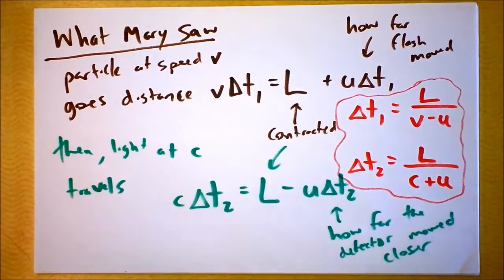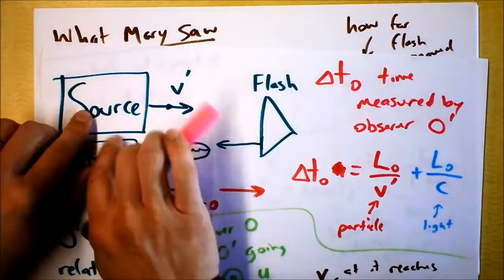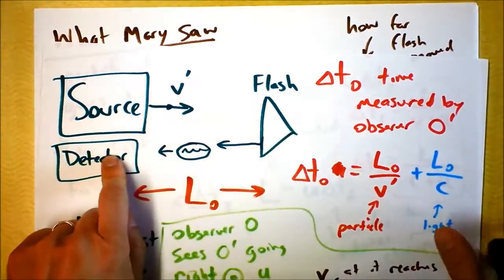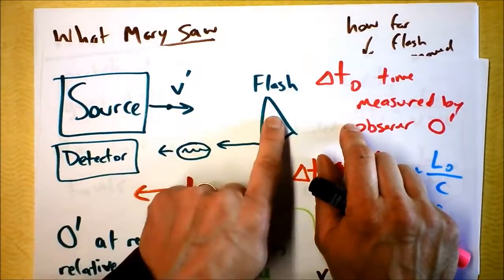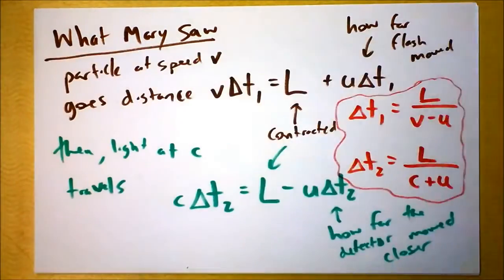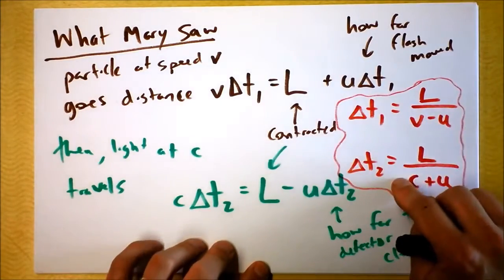What's really interesting about what Mary saw is that we know the time that Mary believes took place in between the source emitting a particle. Here's our picture: the source emits a particle, the flash gets hit by the particle and sends out a photon. We know the time that Mary thinks this particle takes to get to the flash, and we know the time that Mary thinks the photon takes to get back to the detector.